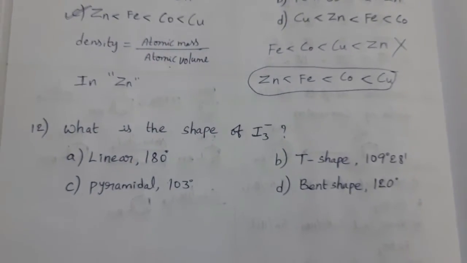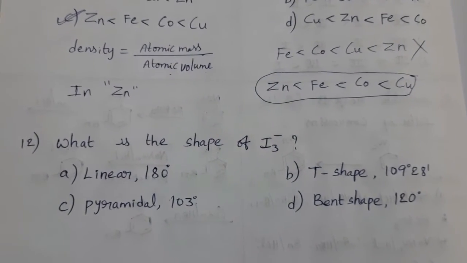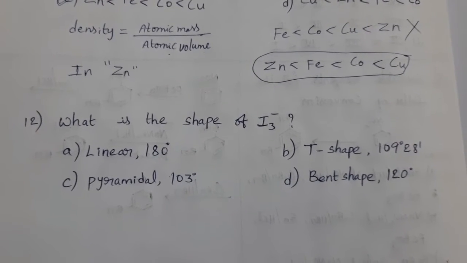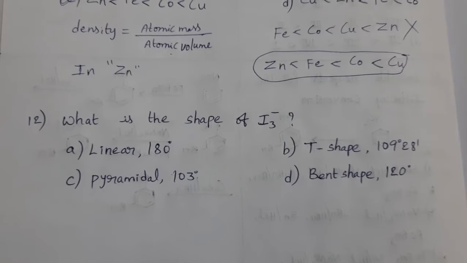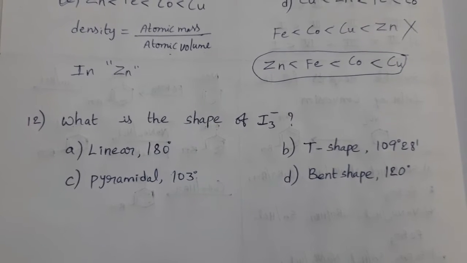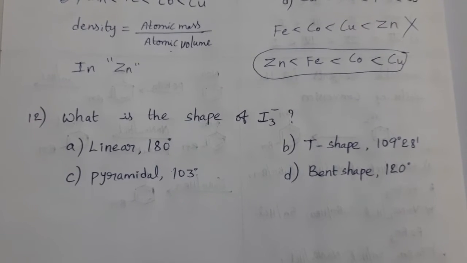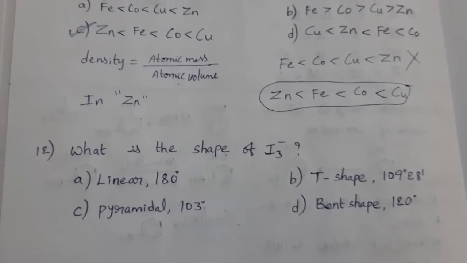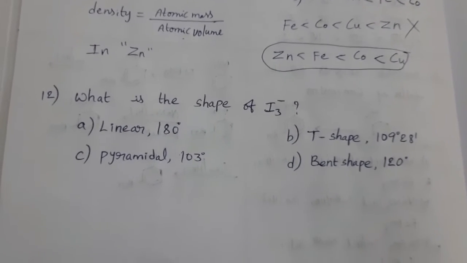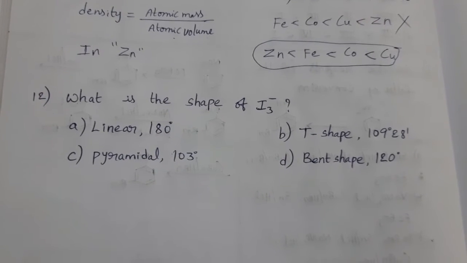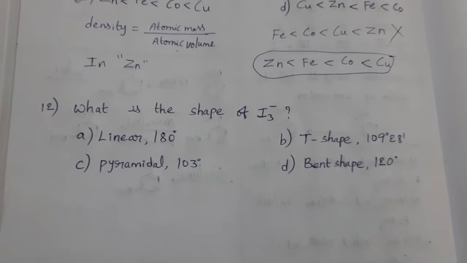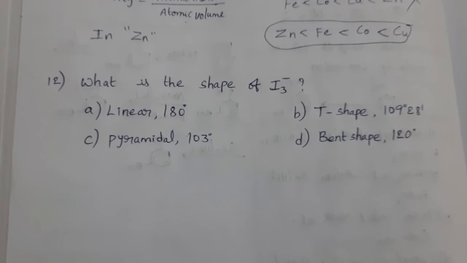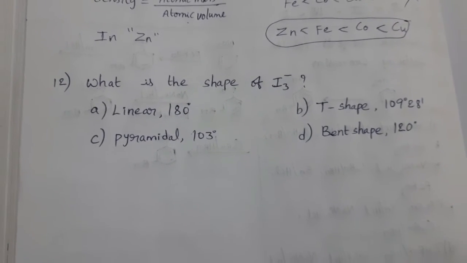Next question. What is the shape of I3 minus ion? It is a very important question. The same question they asked in 2019 NEET exam also. In 2021 IIT exam, the same question was asked. In this, the central atom is iodine, bonded with two other iodine atoms, and forms a linear shape. See the shape.